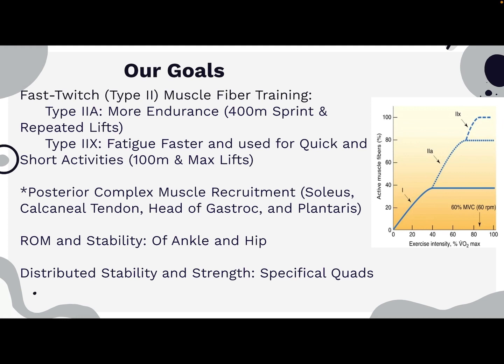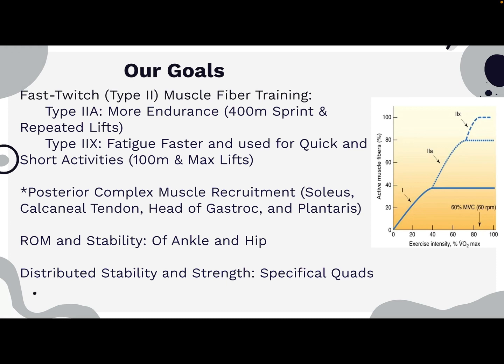training. Fast twitch muscle fiber has two main types. The first type is more endurance related, which you would see in about 400-meter sprints and repeated lifts. And there is the second type of fast twitch fibers, which fatigue a lot faster, and you would see more in 100-meter sprints and max lifts. We will focus on these because they will help with recruitment and also help in getting him faster and training his muscles to react quicker.